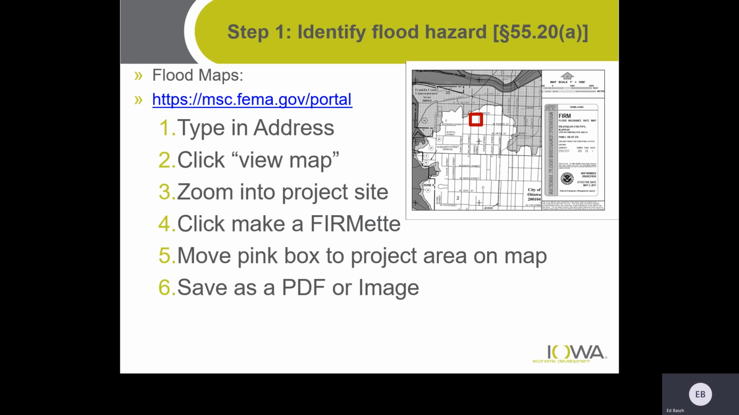All right, so on the map again, creating your firmette, type in your address, click View Map, zoom into the project site, click to make your firmette, move the pink box to the project area on your map, and then save that image as a PDF. And again, you will include that in your documentation in your ERR.